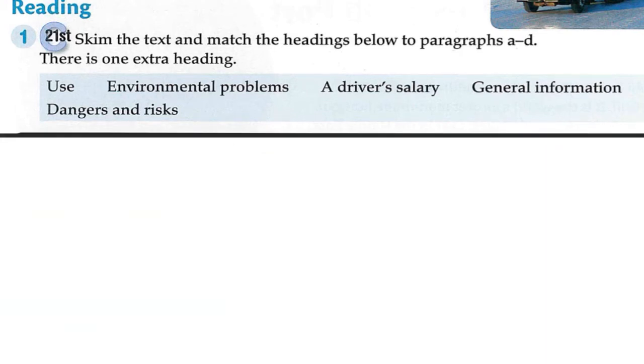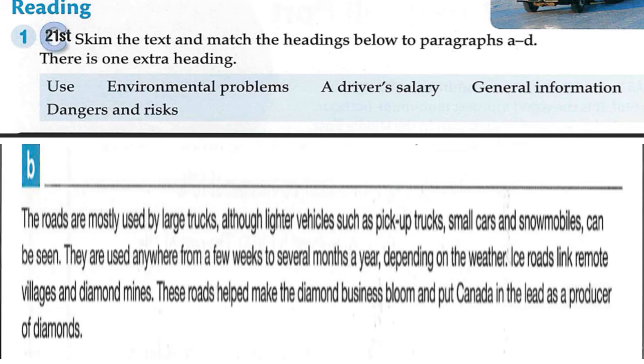Paragraph B, we will do the same. Read paragraph B and find the heading for this paragraph. What does it talk about? The roads are mostly used by large trucks, although lighter vehicles such as pickup trucks, small cars, and snowmobiles can be seen. They are used anywhere from a few weeks to several months a year, depending on the weather. Ice roads link remote villages and diamond mines. These roads helped make the diamond business bloom and put Canada in the lead as a producer of diamonds.